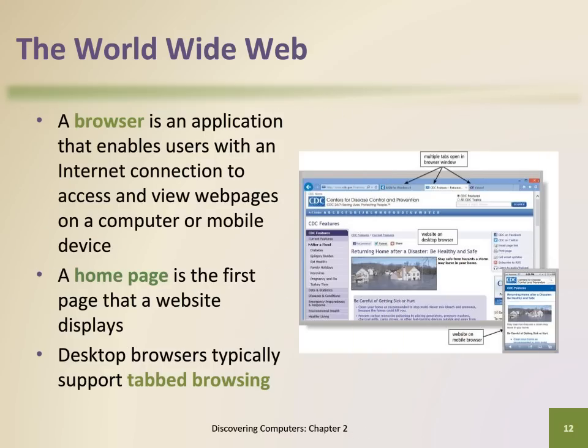A web browser allows computer users with an Internet connection to access web pages. A home page is the first page that a website displays. The first page that appears when you open your web browser is also called a home page. Most web browsers support tabbed browsing that allows multiple web pages to be opened at the same time, each with their own tab so the user can easily move from page to page.